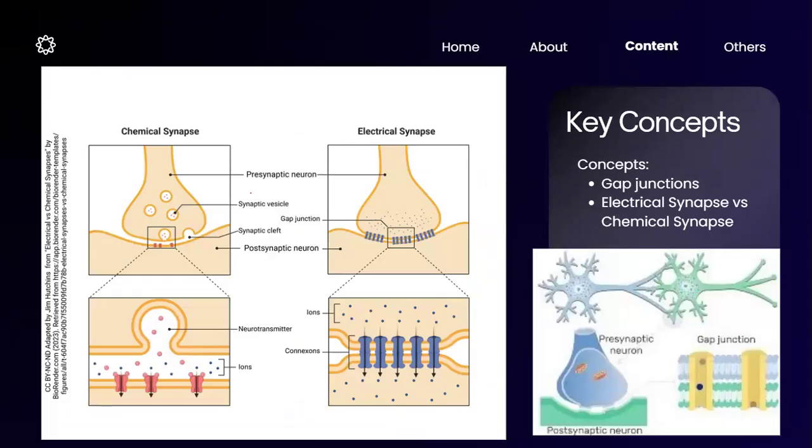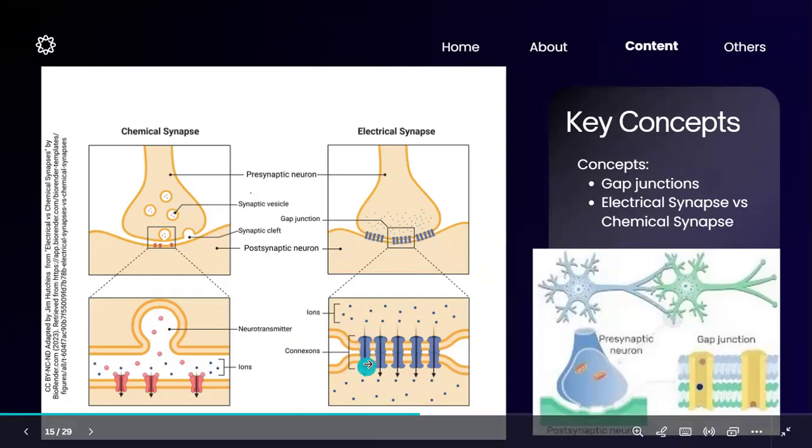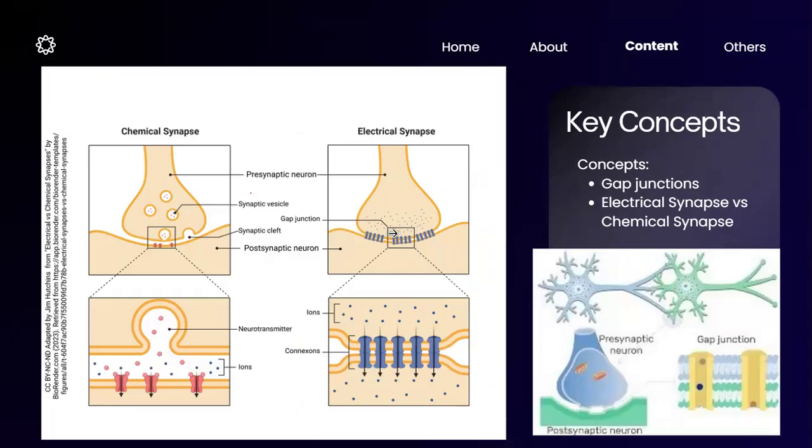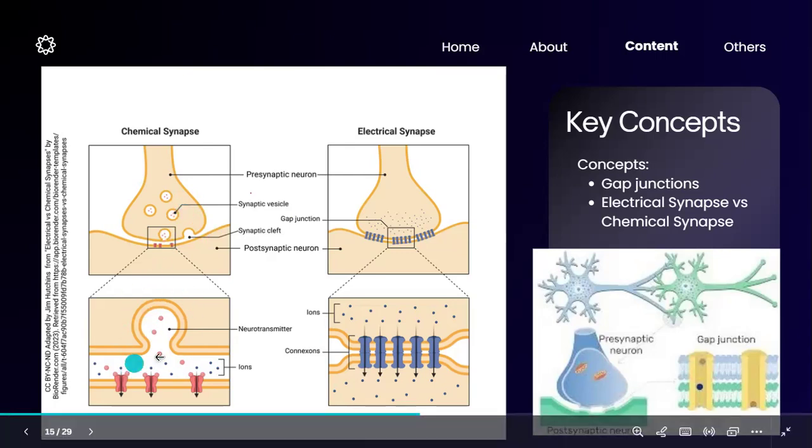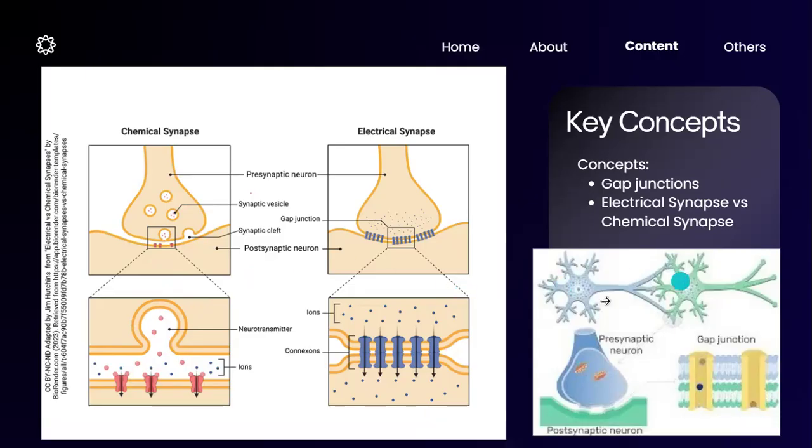Here's some more things that were mentioned. So we talked about gap junctions. So this relates to the electrical synapse. And down here, you can see these blue things here. This is your gap junction. So this is what's going to be connecting these two neurons, versus the chemical synapse. We see that it's different. And here's a bigger overview of the connection between two neurons.